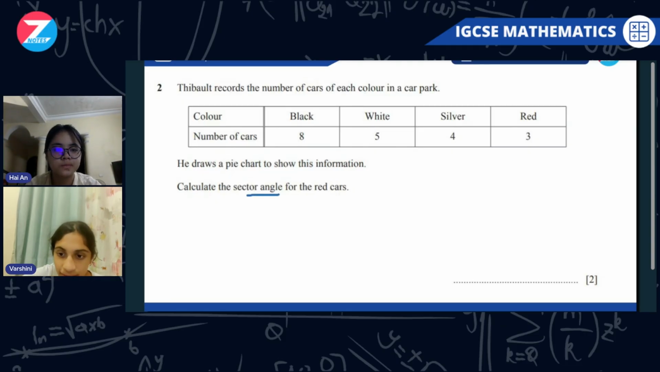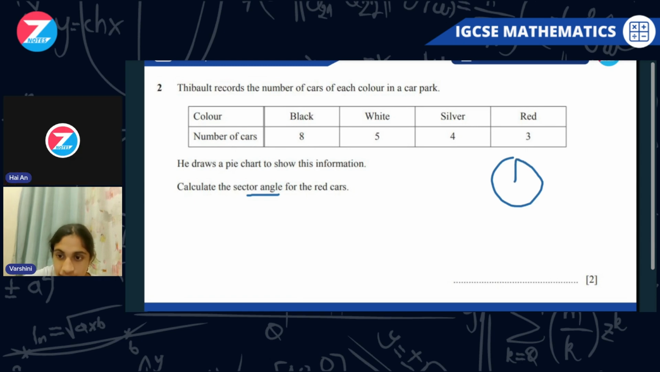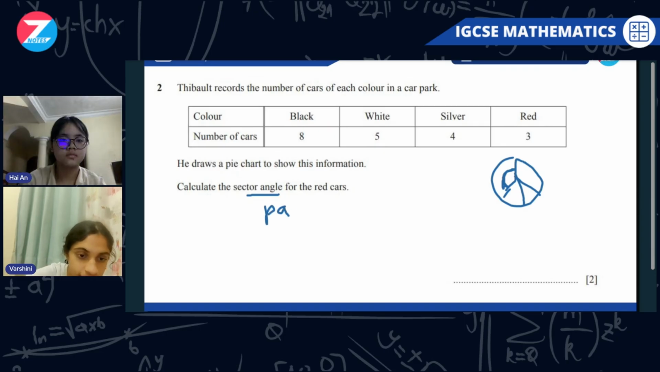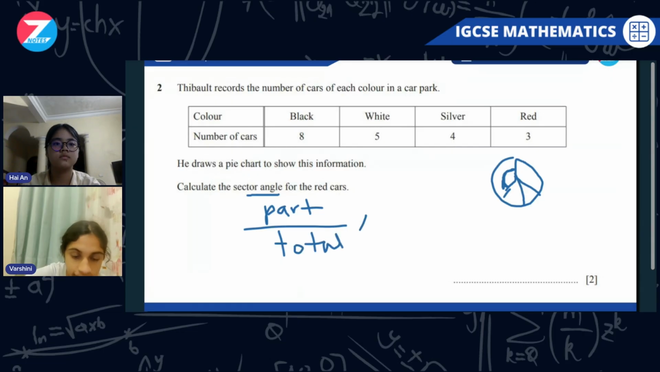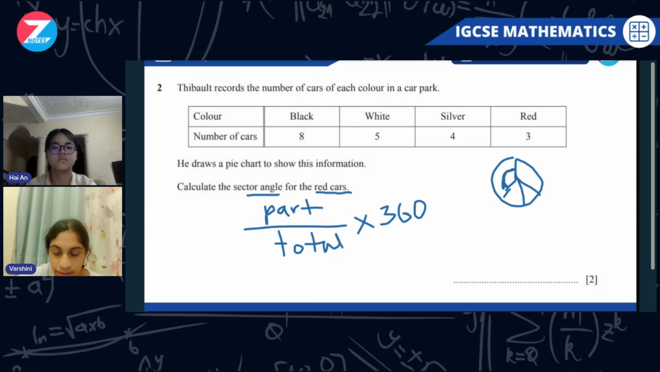Okay, so we know a pie chart looks somewhat like this with all the different sectors, and there are 4 sectors. Each sector would be a color, so they just want us to calculate one sector angle. So we know that the formula for the sector angle is similar to the formula for a percentage. It's nothing but part by total into 360. And in this case, we're doing it for the red cars. So red over here, as you can see, is 3.